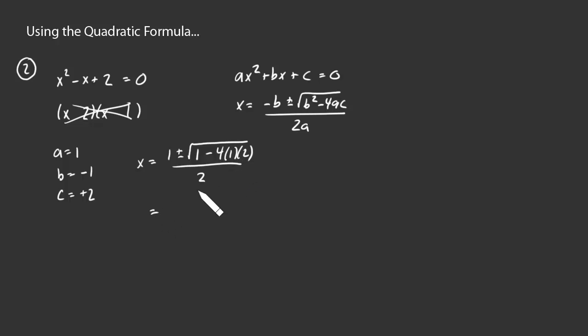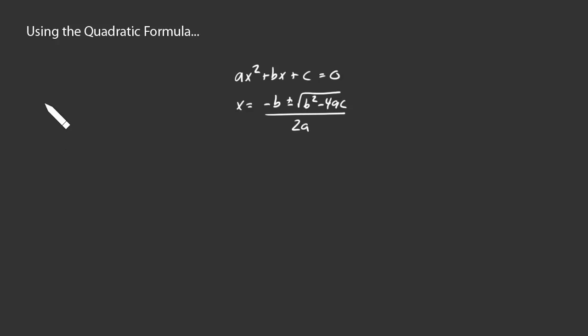But look what we have under the radical. If we clean this up, isn't that 1 minus 8, or negative 7? This should bother you, right? We can't take the square root of negative 7 and get a real value. So at least over the reals, this particular quadratic equation has no solution, or no real solution. The solution set is empty. We might write it that way as well.